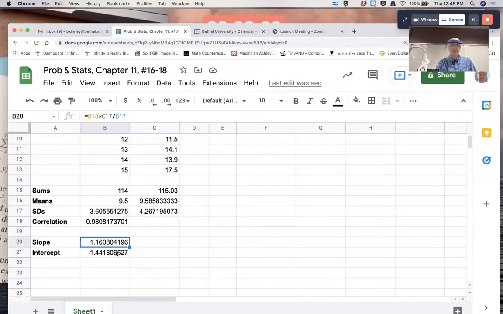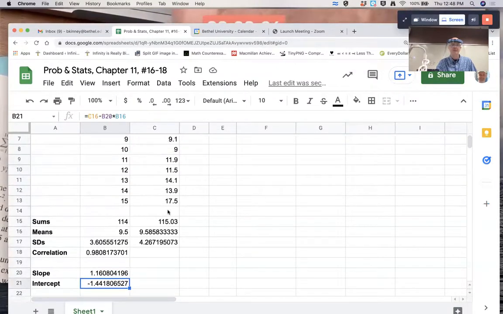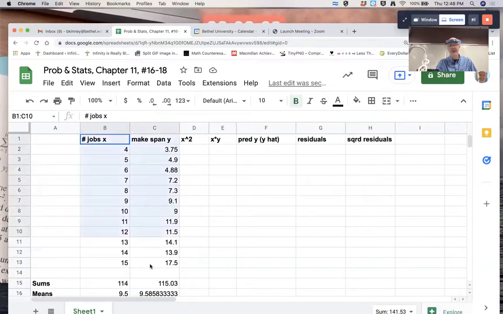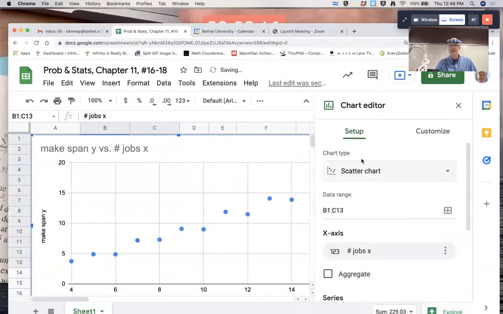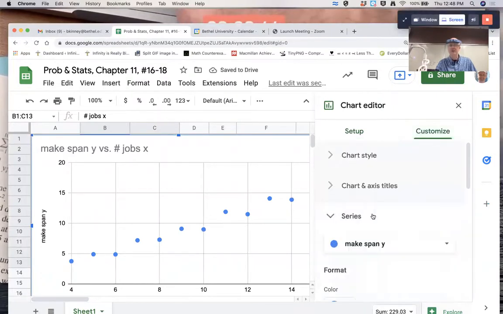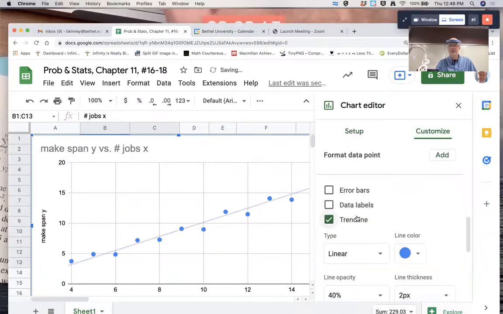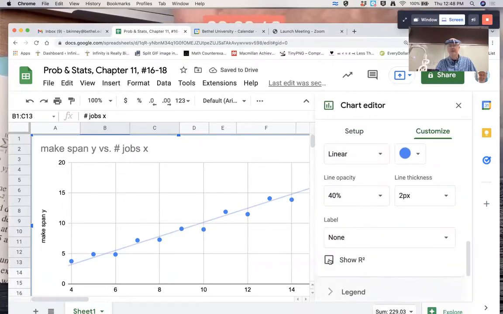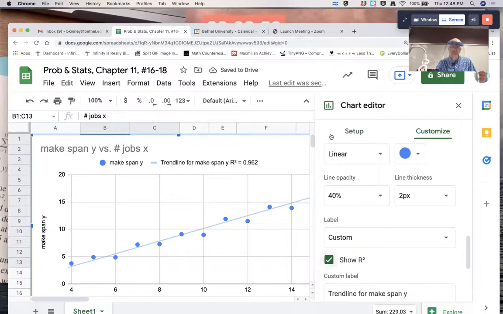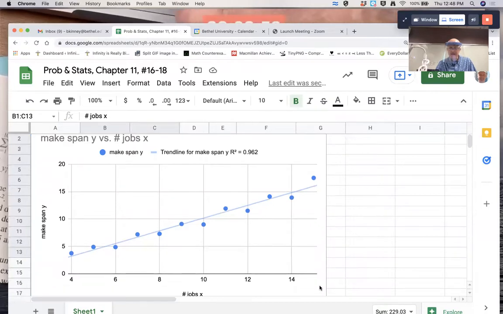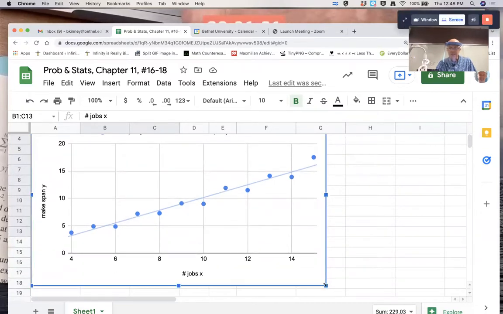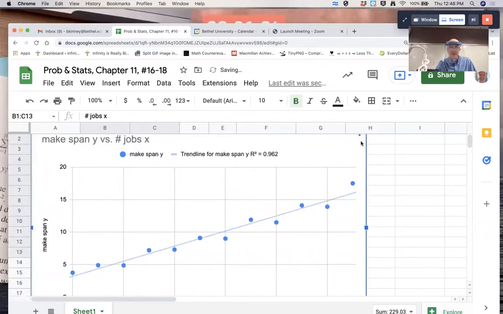So you should have gotten 1.16 for the slope and negative 1.44 for the intercept. As far as the graph goes, I hope you figured it out, or if you just did it by hand, it's fine as well. But insert a scatter plot, for example. Choose a scatter. And you can customize it to include the trend line, which is the regression line, and r squared, which is the square of the correlation. I don't see the equation of the regression line in here. I know in Excel you can get the equation in there as well. Can you? Let's see, do you remember how?